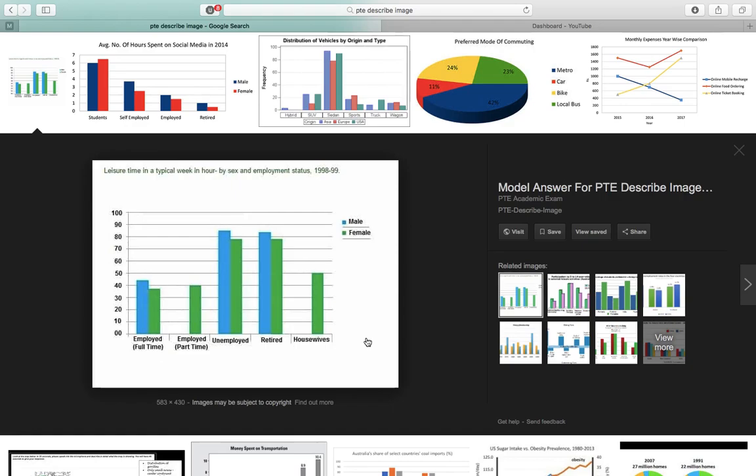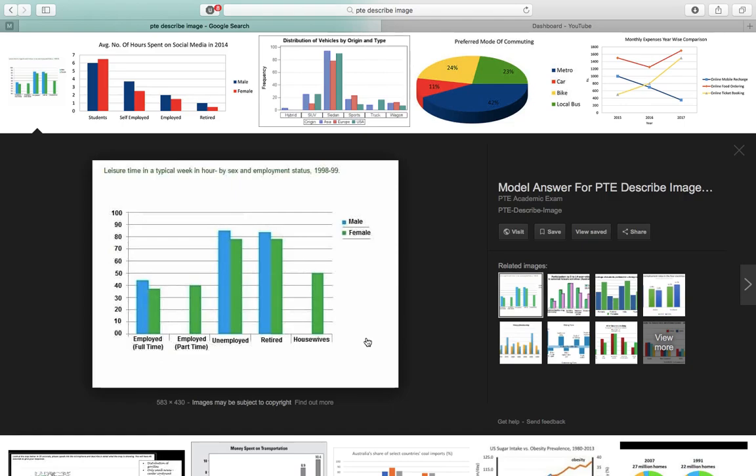in case of unemployed and retired categories, both males and females enjoyed about 80 hours per week of leisure time. In case of full-time employed females, part-time employed females, and the housewives, they enjoyed somewhere from 35 to 50 hours of leisure time every week. The full-time employed males enjoyed about 45 hours of leisure time every typical week. So this is my details.